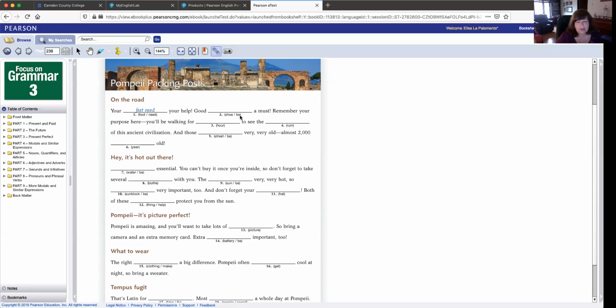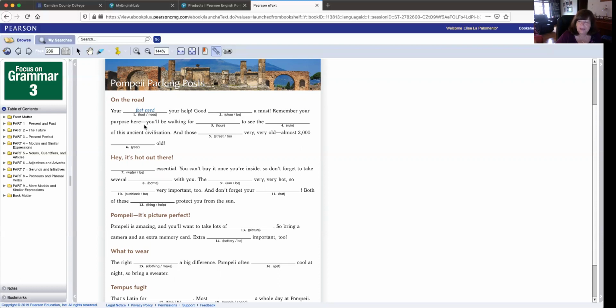Then we have good, blank, a must. And under this, we have shoe and we have be. Your feet need your help. Good shoe, just one? No, it's going to be two. You have 2 feet, you need 2 shoes. Good shoes, the to be verb form, this is simple present tense. Shoes is plural, so your good shoes are a must. I hope you understand that. Okay, this should not be difficult for you.